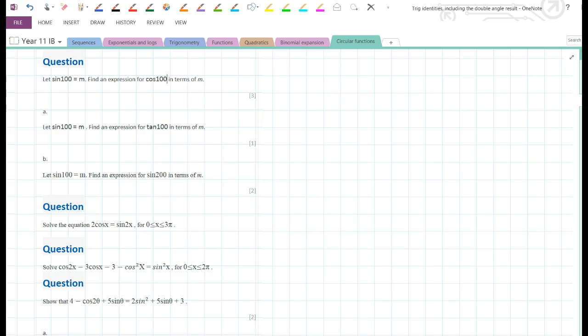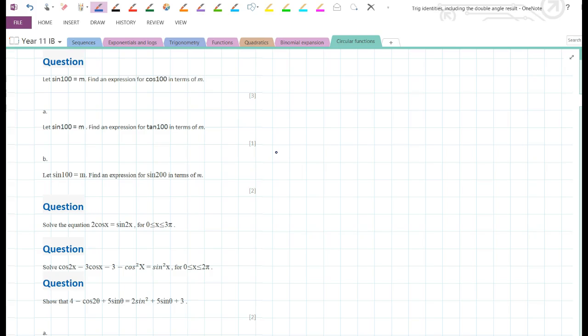Now that we've got these double angle results, we can solve more equations. So we'll have a look at a couple of examples in a minute. On the screen at the moment, these 1, 2, 3, 4 questions here, these are past exam paper questions. I'd like you to have a go at these. So they're on your screen now. Take a screenshot of it or whatever. Copy them into your book. Have a go at them.